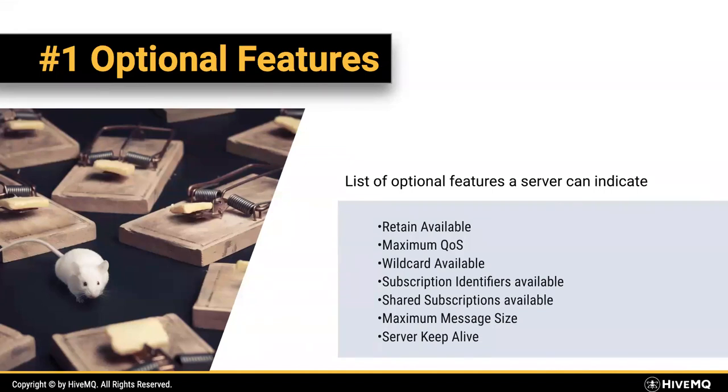You might be surprised by features which are default for each MQTT3 implementation, like quality of service levels, wildcards, subscription identifiers, shared subscriptions, maximum message size, server keep alive, and again, retained messages, which is really a core feature of the protocol, but is optional with MQTT5. So be aware that not everybody will support this, unfortunately.